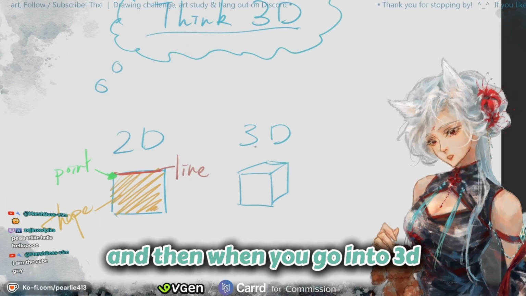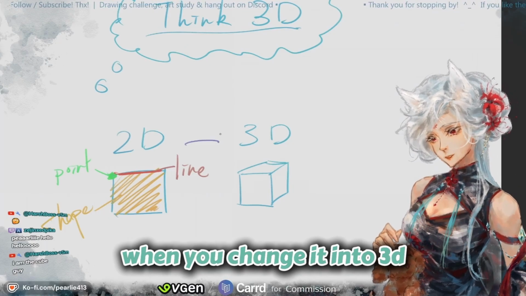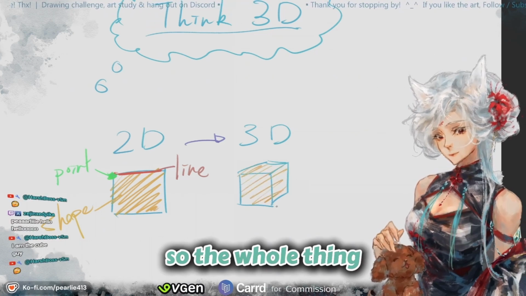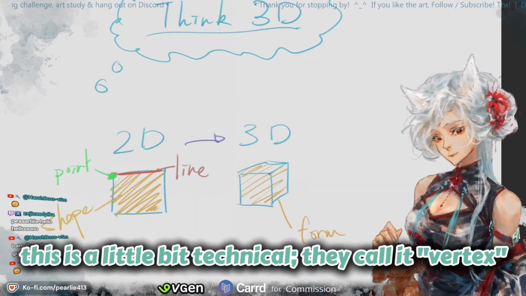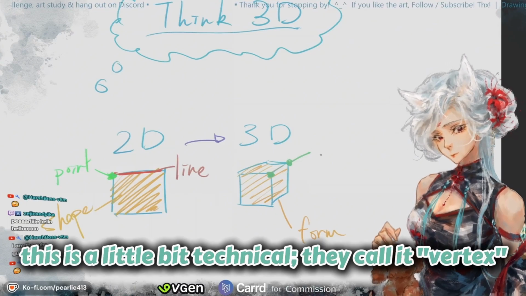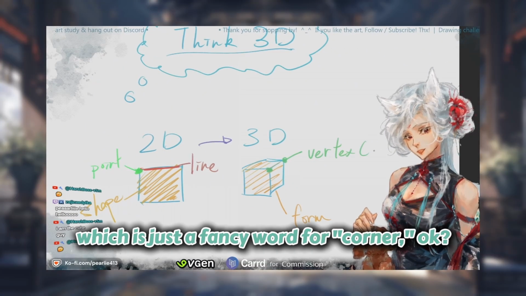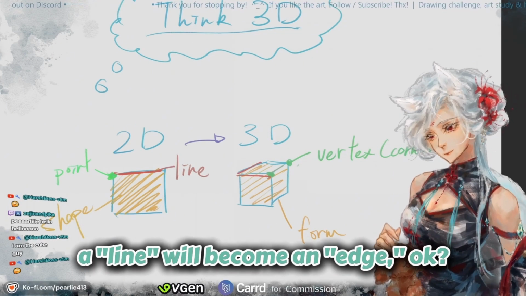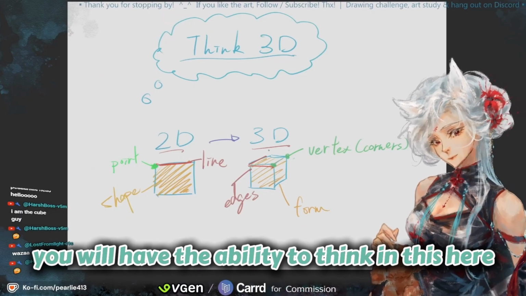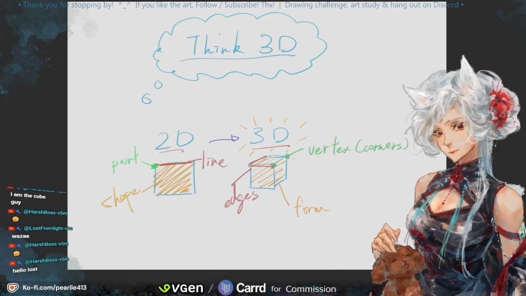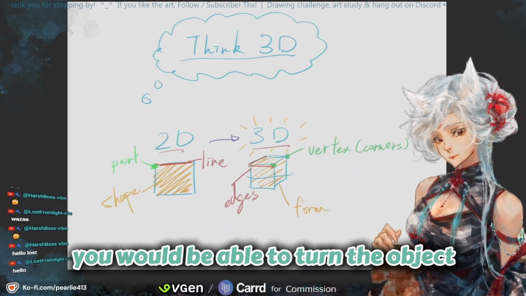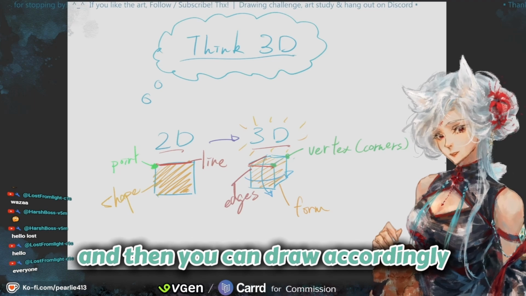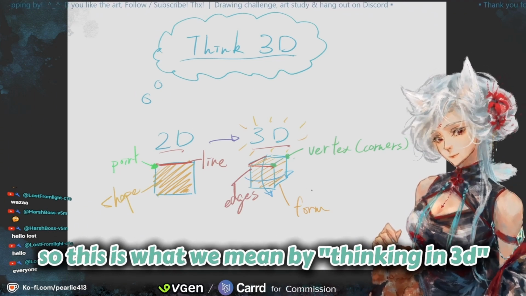And then when you change it into 3D, suddenly you realize there are a lot more different shapes here, right? So the whole thing, we will call it a form. This is a little bit technical. They call it a vertex, which is just a fancy word for corner, okay? A line will become an edge, okay? You will have the ability to think in this. And ideally, you would be able to turn the object essentially in your head. Maybe turn it this way, maybe turn it this way, and then you can draw accordingly. So this is what we mean by thinking in 3D.